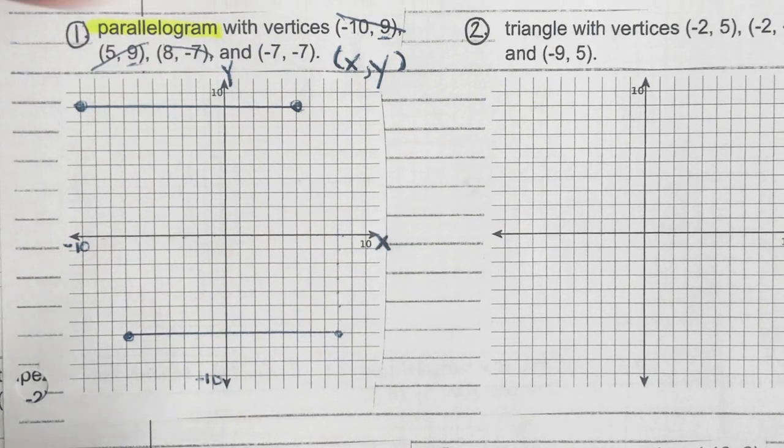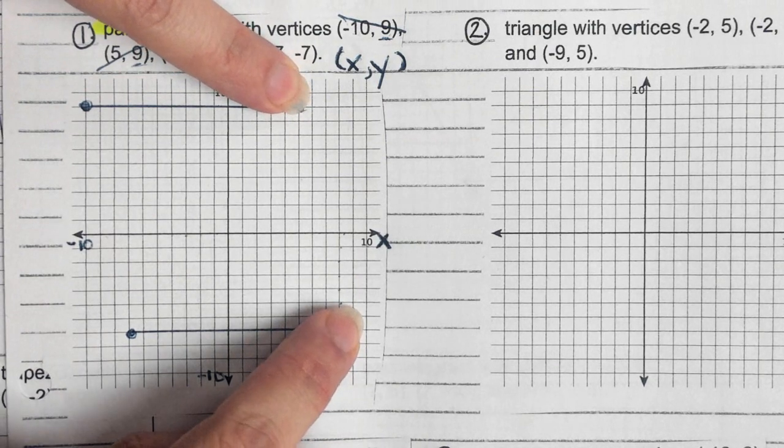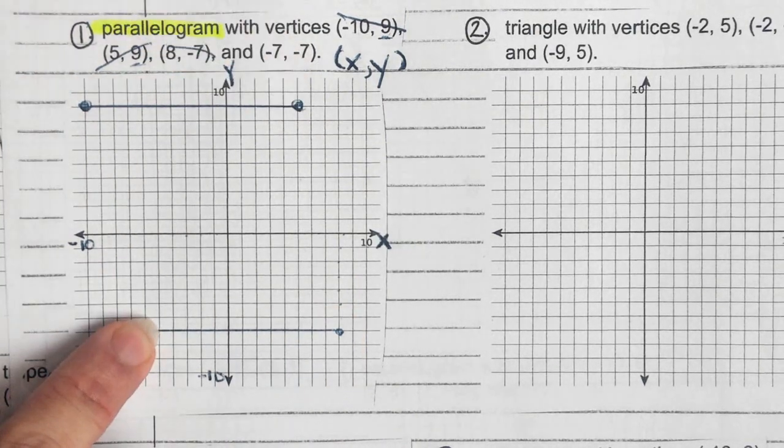Okay, so there's my first 2 railroad tracks. They're running like railroad tracks, okay? Now I need to connect these.